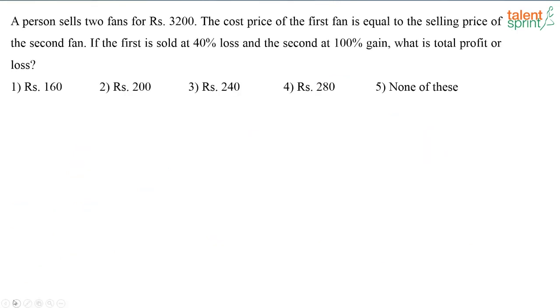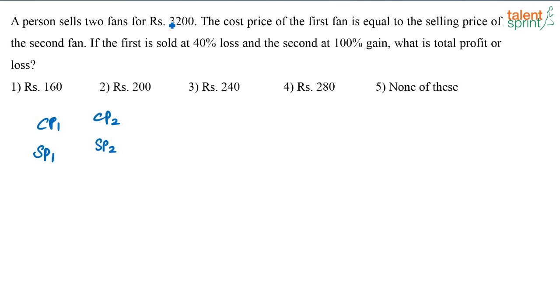Next question. A person sells 2 fans for rupees 3,200. The cost price of the first fan is equal to the selling price of the second fan. If the first is sold at 40% loss and the second at 100% gain, what is the total profit or loss? So there are 2 fans, okay. Let us assume that the cost price of the first fan is CP1 and the cost price of the second fan is CP2. Similarly, the selling price of the first fan is SP1 and the selling price of the second fan is SP2. So what is it that we know?